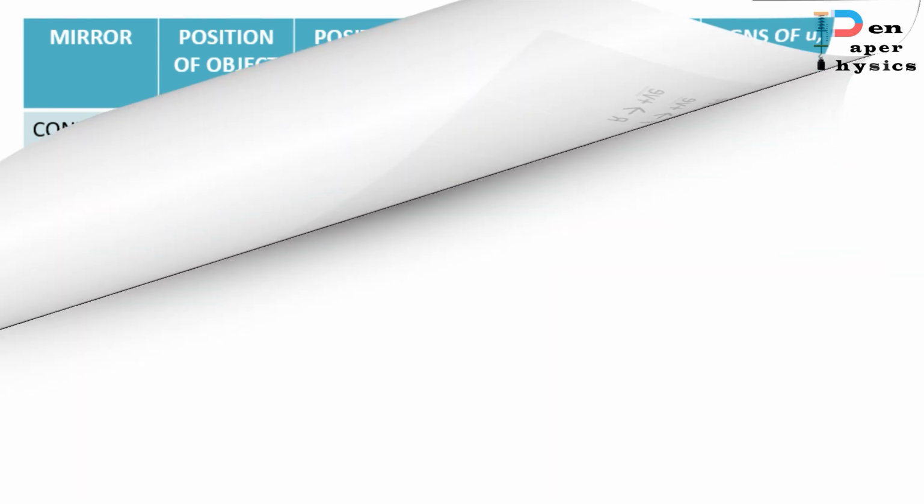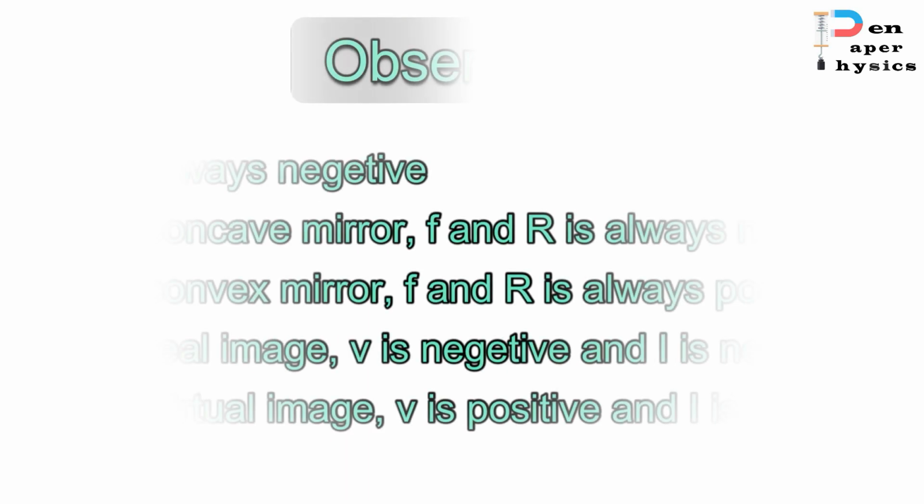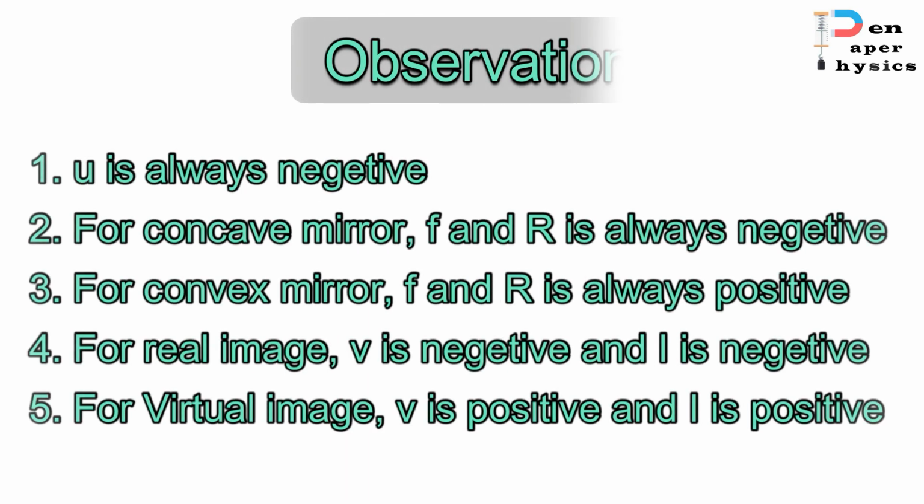So what are the important observations that we have noted over here? U is always negative in all the cases. For concave mirror, F and R are always negative, and for convex mirror, F and R are always positive. For real image, V is negative and I is also negative since it is an inverted image. For virtual image, V is always positive and I is always positive since it is an erect image.